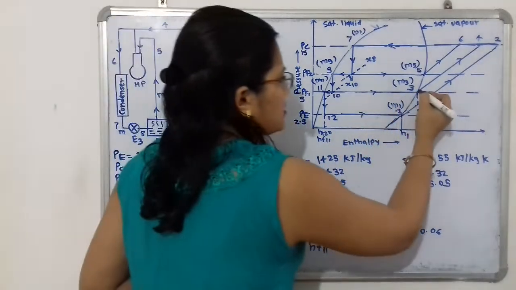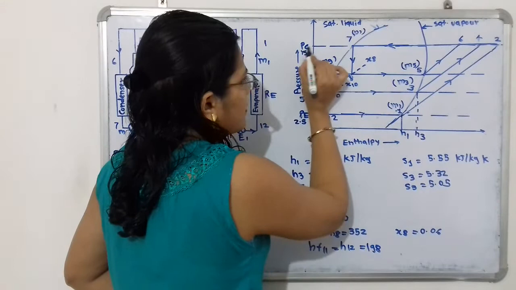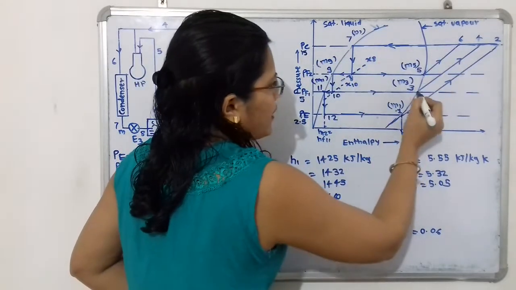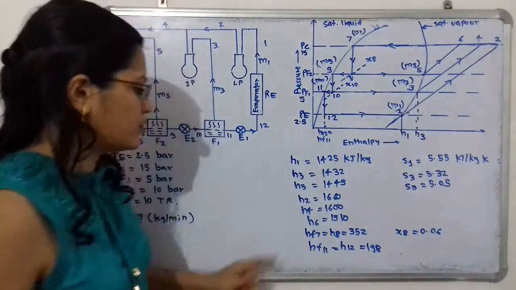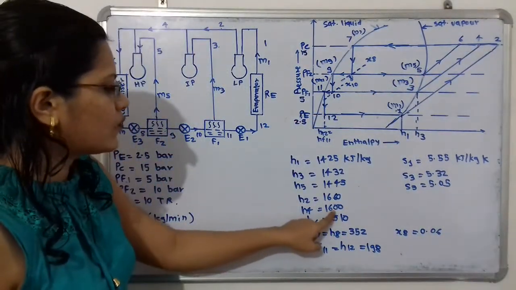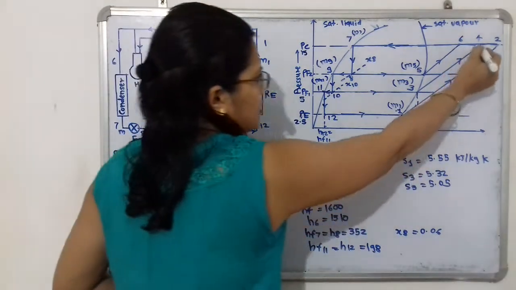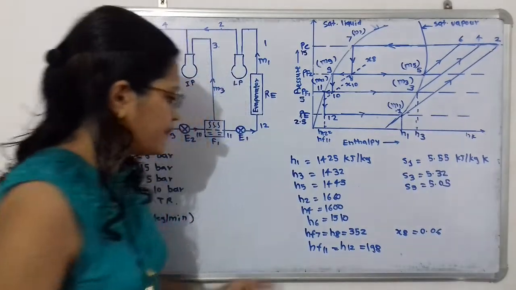So along this line we have to take this PC, condenser pressure 15 bar, and we have to select the point of intersection, which will give us the point 4. So what is the enthalpy at this point 4? H4 is equal to 1600. If we extend this point 4, it will give us here the value of H4.